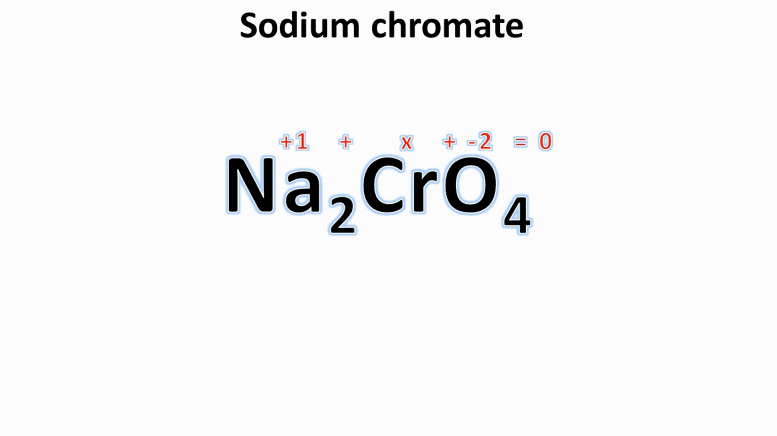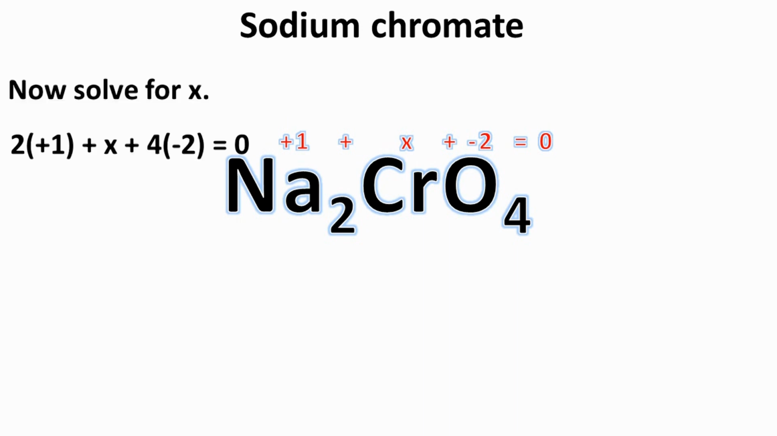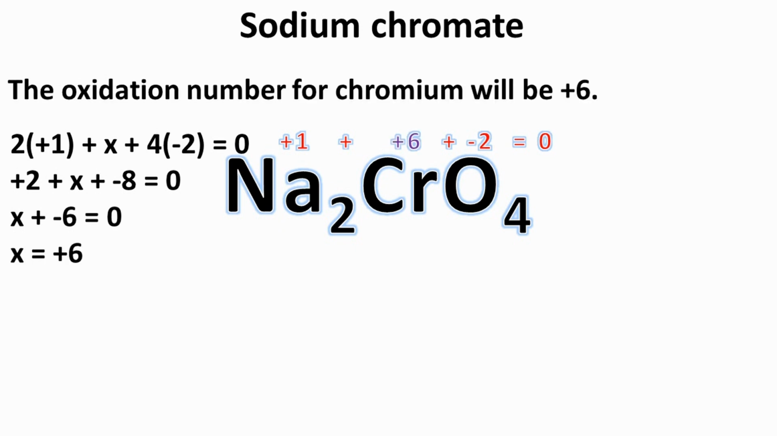First, write the known oxidation states, where sodium will be +1 and oxygen will be -2. Now solve for x. 2 times +1 plus x plus 4 times -2 is equal to 0. And +2 plus x plus -8 is equal to 0. Remember, there are 4 oxygens in this compound. X plus -6 is equal to 0. So the oxidation state for chromium in this compound will be +6.